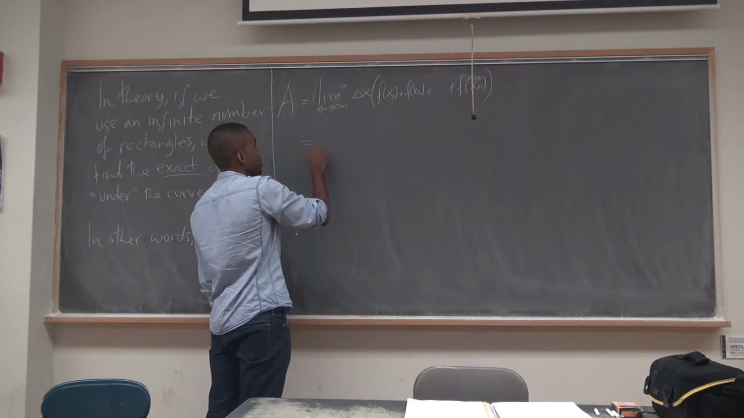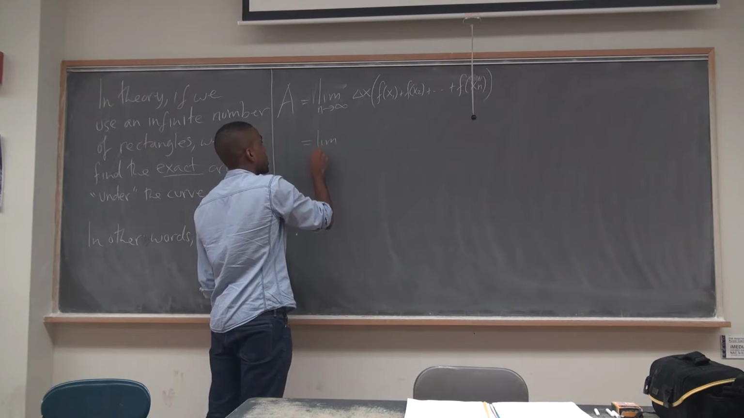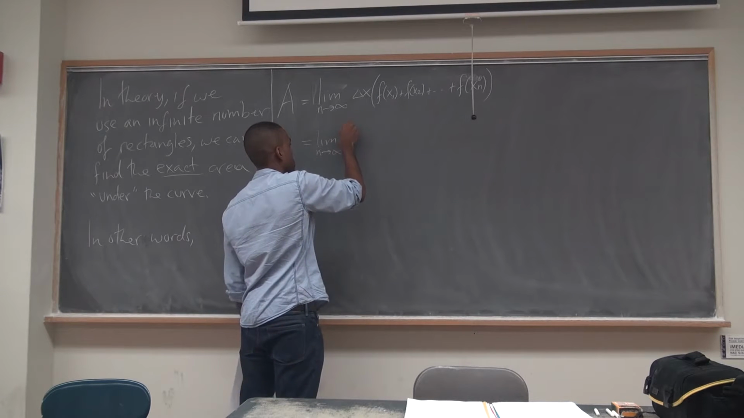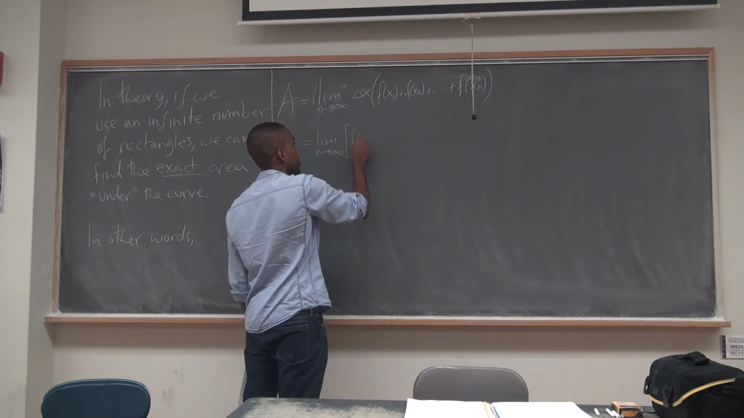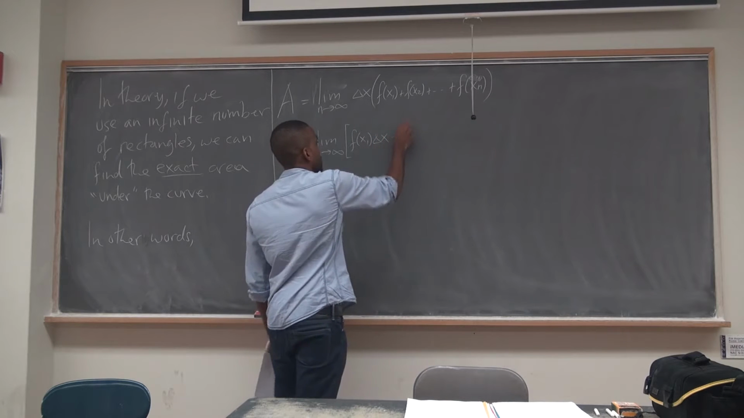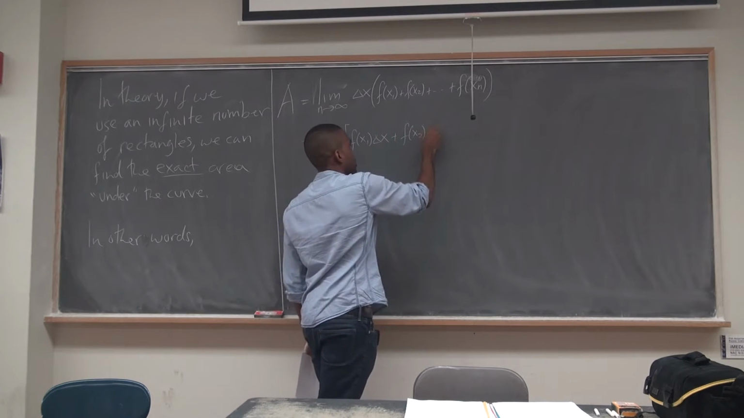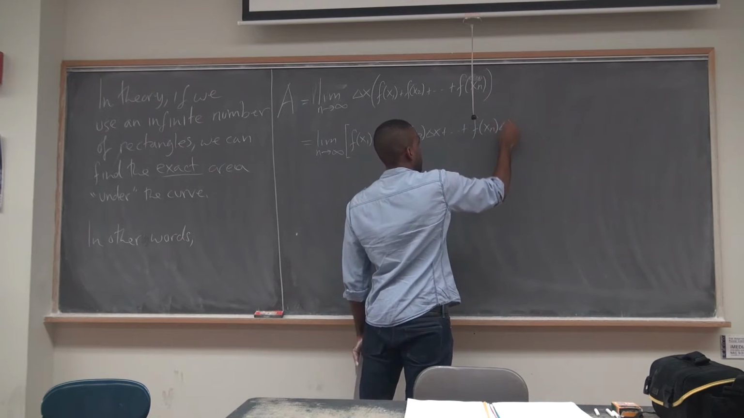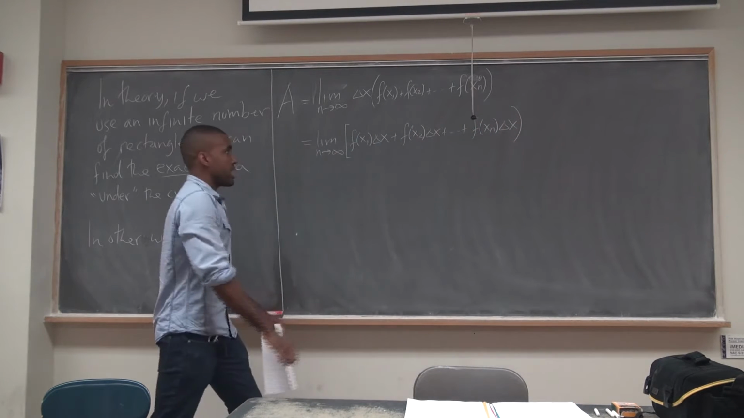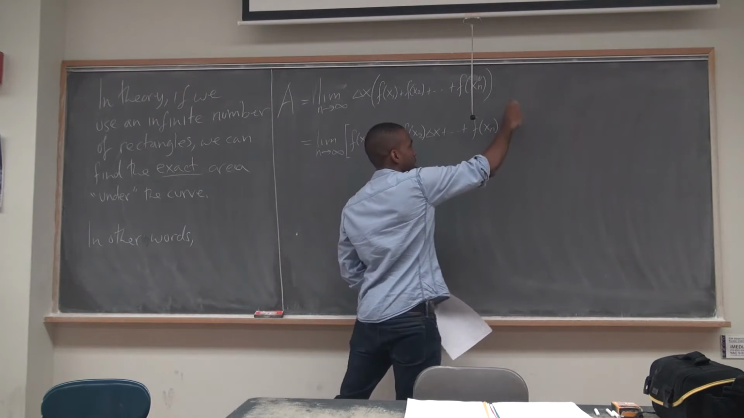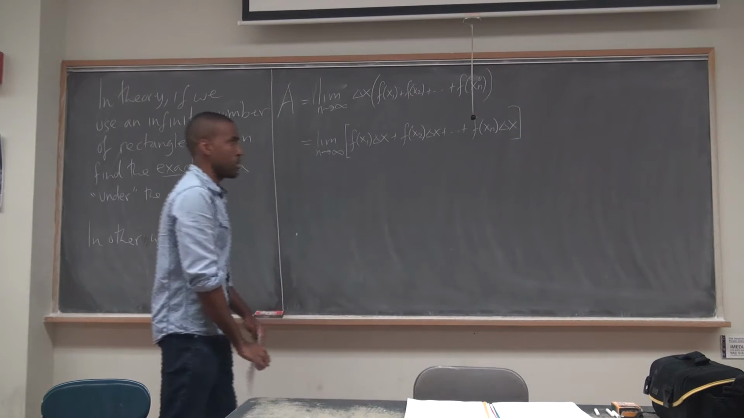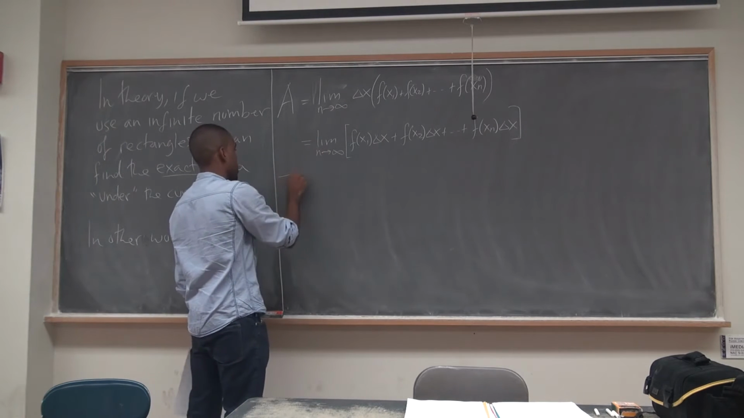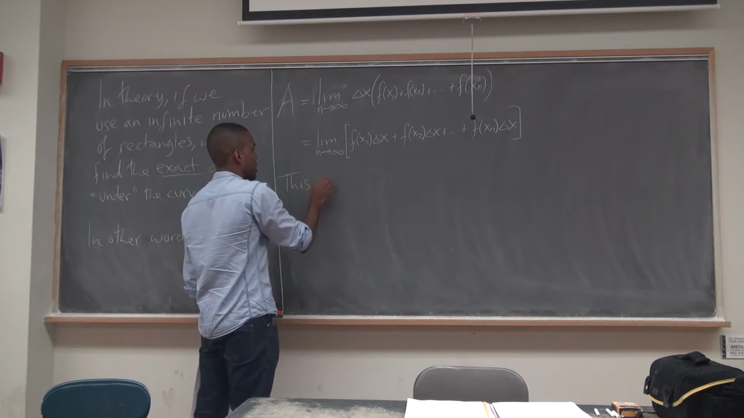So the area would be equal to the limit as n goes to infinity. I'm going to rewrite the exact same thing because I want the form to be familiar for when I use it later. Just distribute the delta x. And in this case, it doesn't matter whether I use right hand, left hand, or midpoint. If I'm using an infinite number of rectangles, they're both going to converge to the same thing.